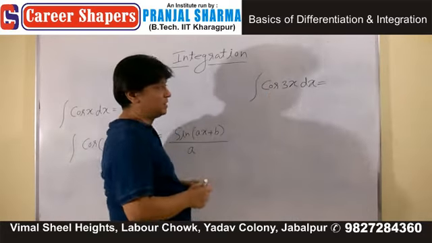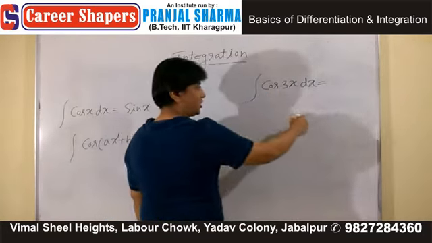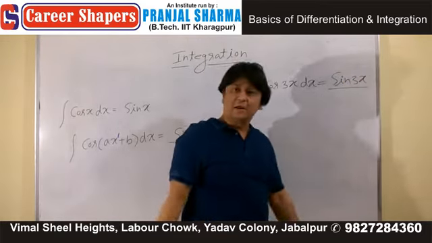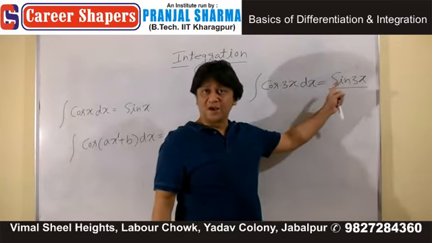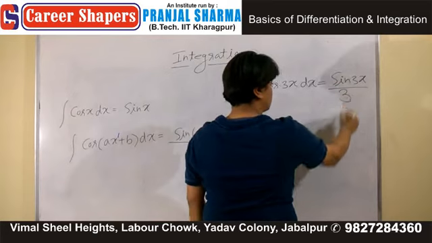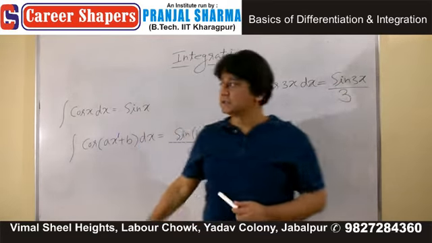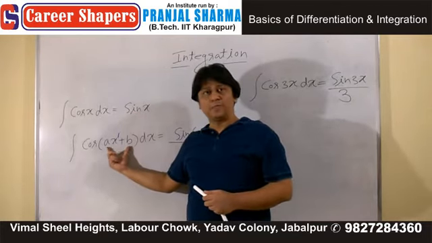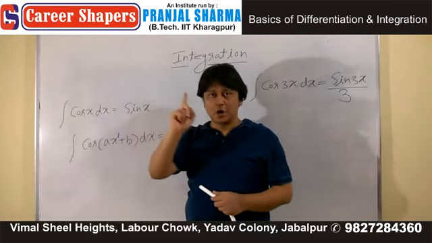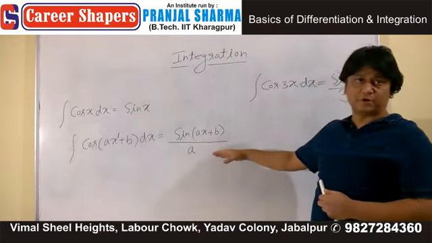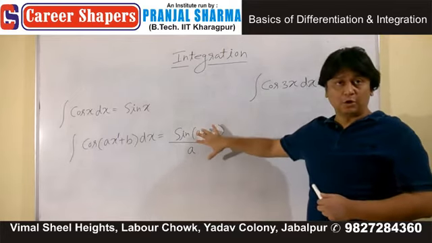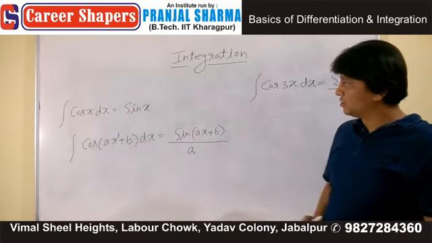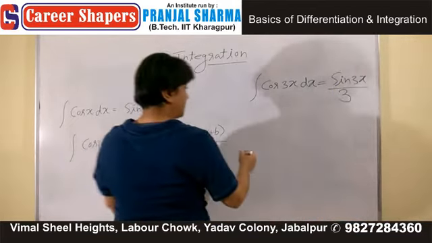This question is cos 3x. What will be the answer? Sine of 3x. But then don't forget to divide the whole thing by the coefficient of x. Coefficient of x is 3. As long as inside cos your power of x is 1, you can always use this version. Divide the whole thing by the coefficient of x. Note down this. And then answer this part.